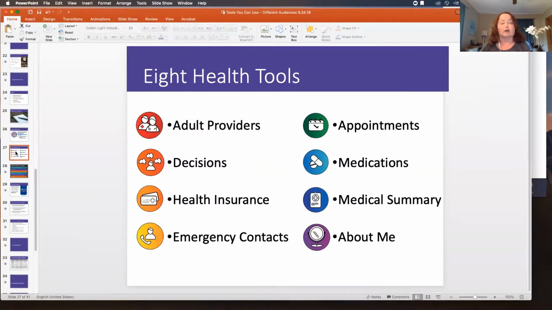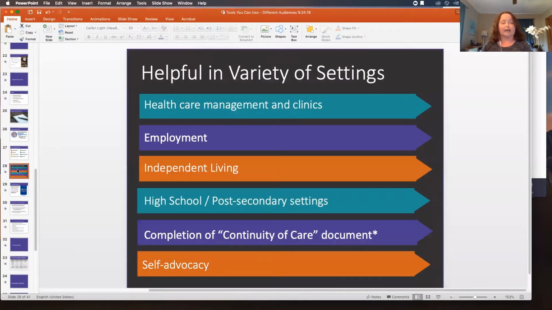Here I've just listed out all of the tools that we talk about. We talk about adult providers. Again, that conversation of will you be able to stay with the provider that you've had, or will you need to be transferring to a different individual? Decision making, we talk about health insurance, emergency contacts, appointments, medications, a medical summary, and a section that we've called About Me, but that's really where the adolescent can start to talk about the things that are important to them, goals that they might have, and it's just an area to kind of say who they are and what they like. And we found this to be helpful in a variety of settings.